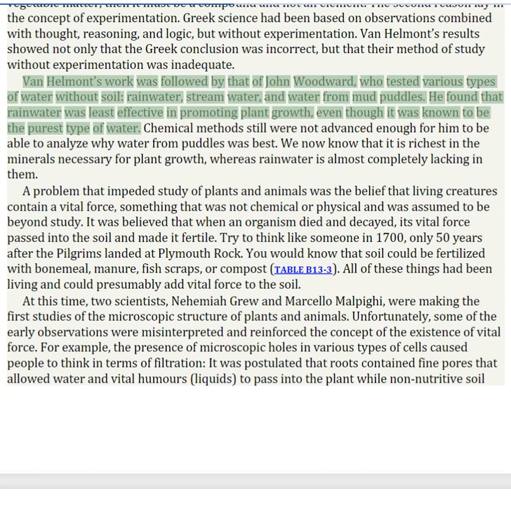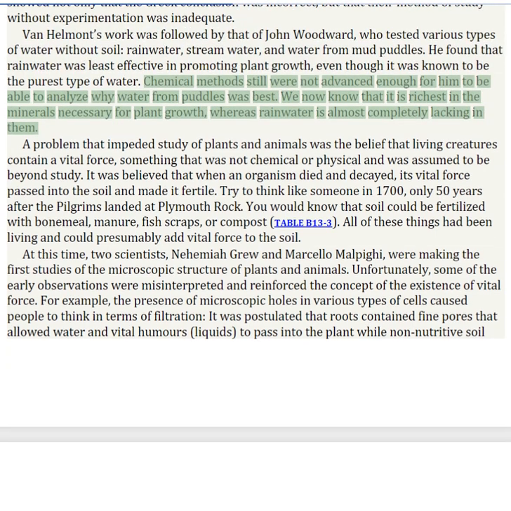Van Helmont's work was followed by that of John Woodward, who tested various types of water without soil: rainwater, stream water, and water from mud puddles. He found that rainwater was least effective in promoting plant growth, even though it was known to be the purest type of water. Chemical methods still were not advanced enough for him to be able to analyze why water from puddles was best. We now know that it is richest in the minerals necessary for plant growth, whereas rainwater is almost completely lacking in them.